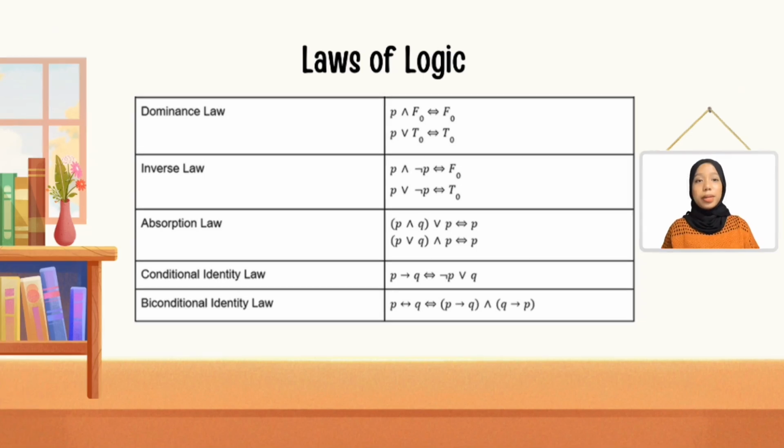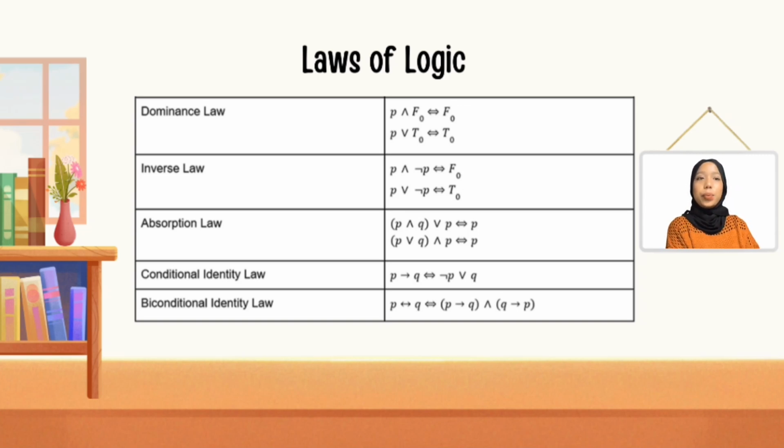8. Dominance law. If P and the false value, it will generate a false value. If P or true value of tautology, it will be logically equivalent to the true value.